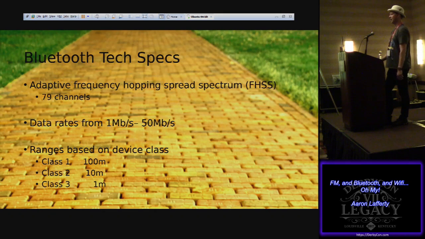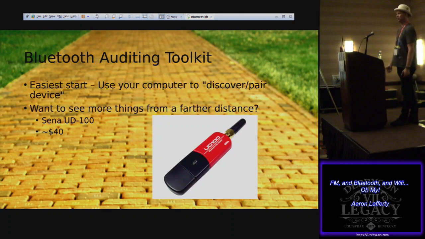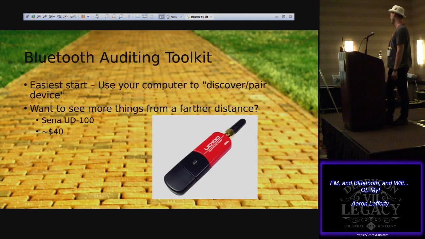Now, the easiest way to start is your computer almost certainly has Bluetooth built into it, and you can use that interface to actually discover devices. Now, it's not like 15 years ago where everything was in discoverable mode by default. These days, most devices aren't in discoverable mode, and that's really good. But if you want to see things from further distances and you want more capability to talk to Bluetooth Low Energy devices, Sena UD100s are about $40. They're a Class 1 device. And they're Bluetooth 4, so they are compatible with Bluetooth Smart / Bluetooth Low Energy.